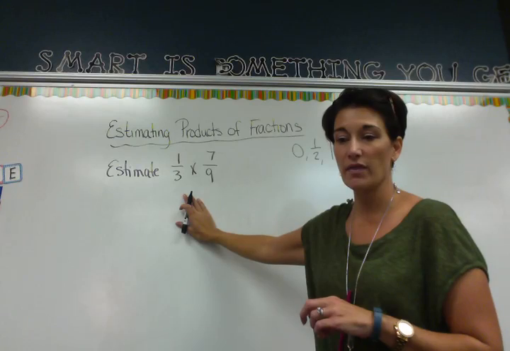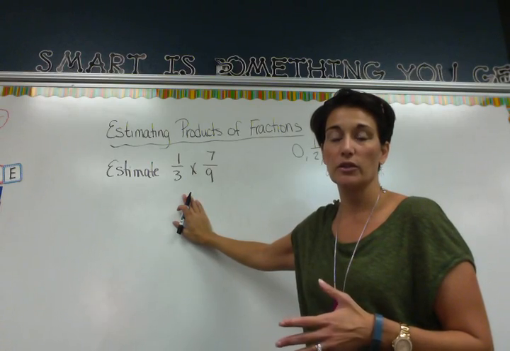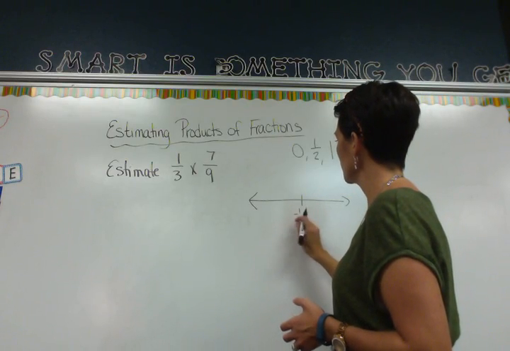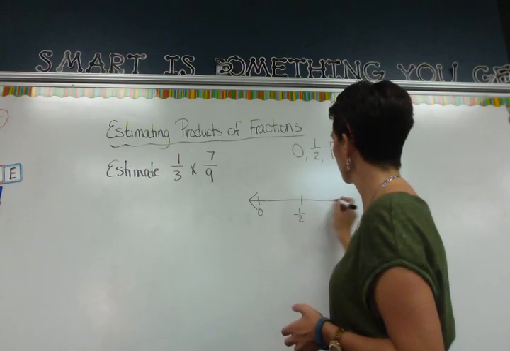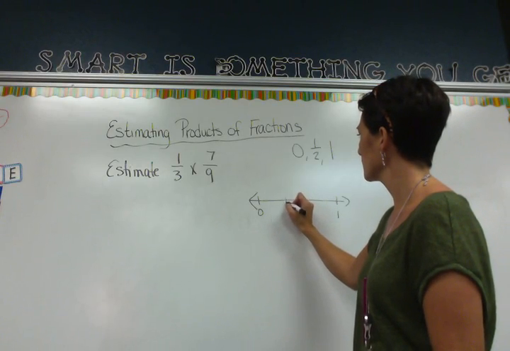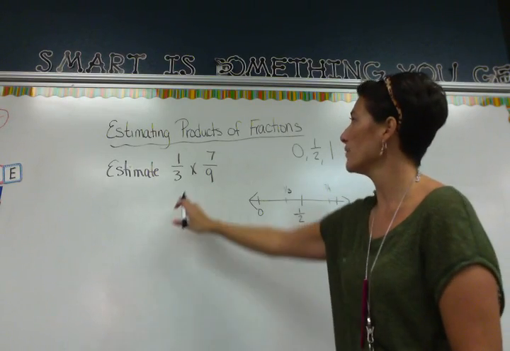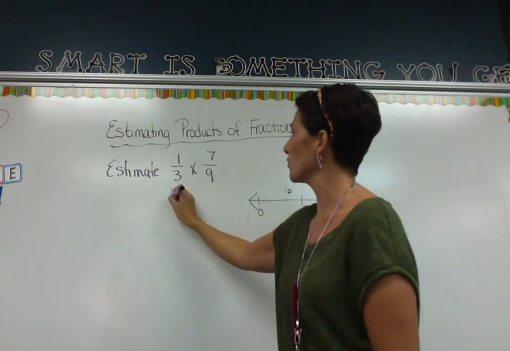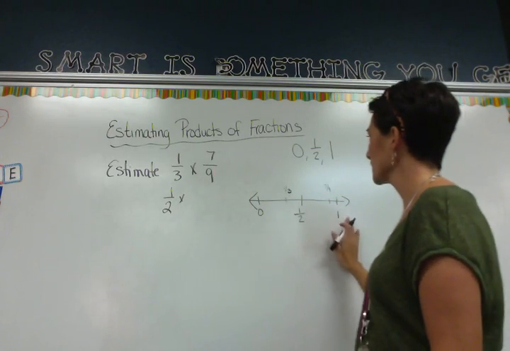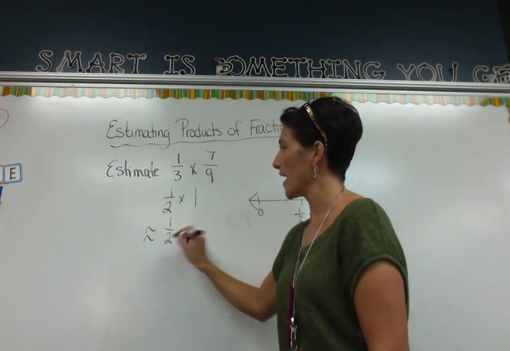So we would have to look at 1/3 and say, what is 1/3 closest to? Is it closer to 0 or is it closer to 1/2? If you need to draw a number line to help you, then go ahead and draw a number line to help you. So 1/3 would be like in here. 7/9 would be up in here. Right? So I would round 1/3 to 1/2 because it's closer to 1/2 than 0. And I would round 7/9 closer to 1. So my answer would be about 1/2.